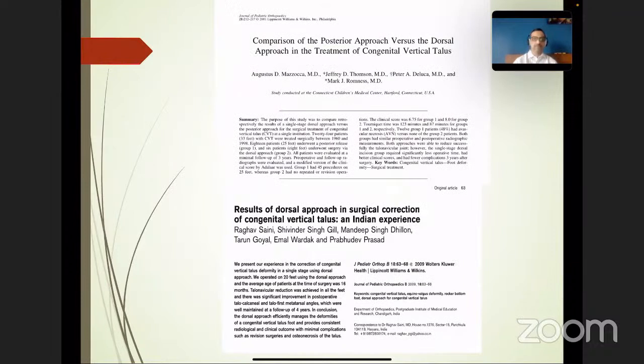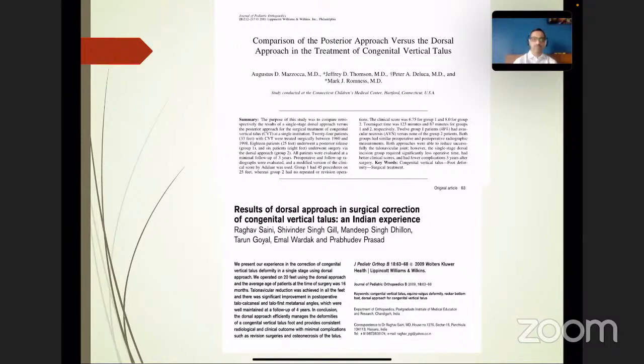So these are a few studies which I've gone through in the literature. The first one compared the dorsal approach and the posterior approach. 24 patients with 33 feet were operated; in 25 feet posterior release was done, and in 8 feet a dorsal approach was done. In this study, they found that the dorsal approach had better clinical outcomes, the operative time was less, and there were fewer complications.